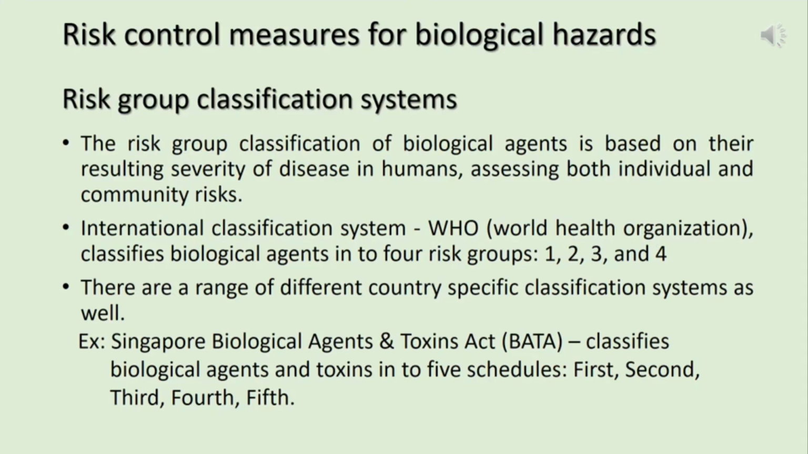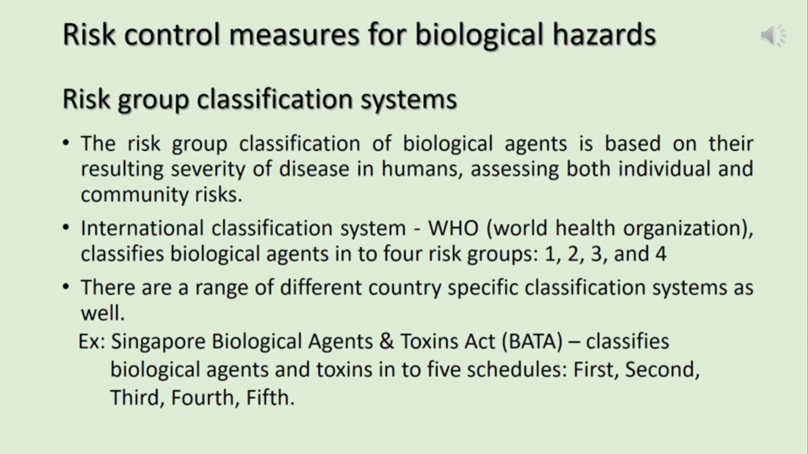The WHO classification system classifies biological agents into 4 risk groups: risk group 1, risk group 2, risk group 3, and risk group 4 organisms. Risk group 1 organisms are the least hazardous, and risk group 4 organisms are the most hazardous, most dangerous. There are also other classification systems based on different countries.